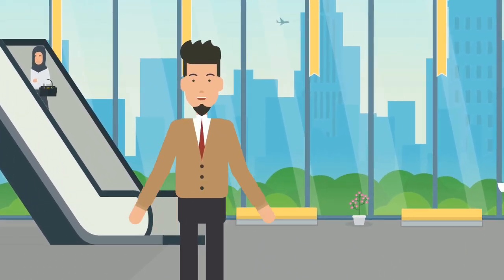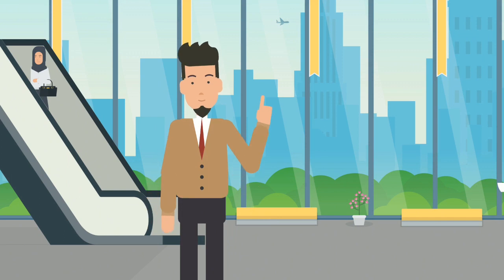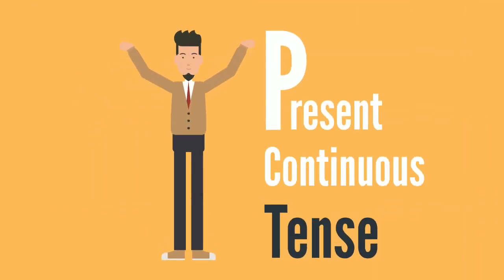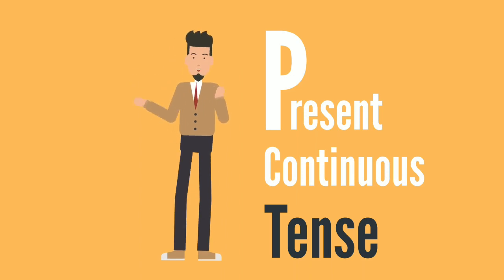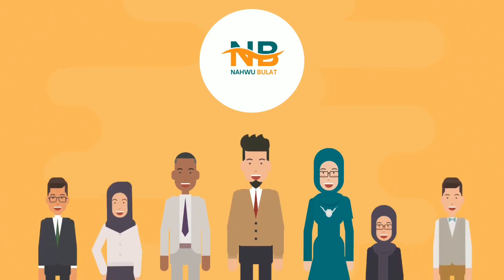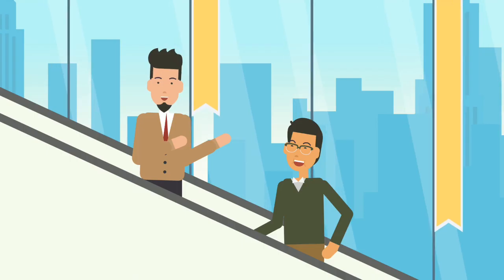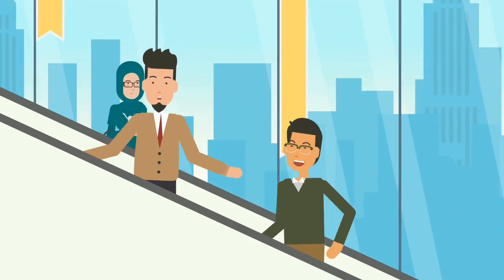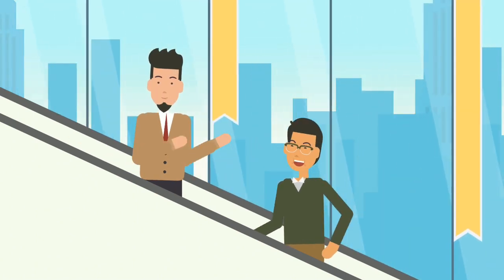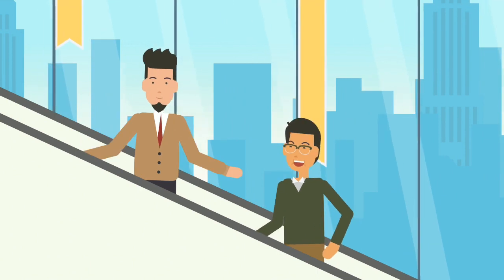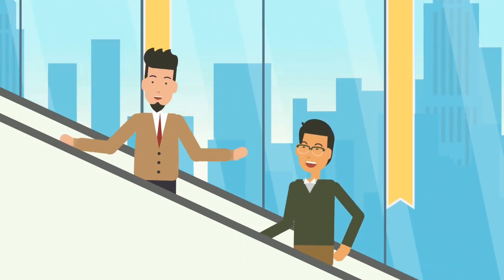Today, we've got an exciting topic for you. Learning English, present continuous tense. If you've ever wondered how to talk about actions happening right now or in the near future, you're in the right place. In this video, we'll break down the formula for the present continuous tense, provide you with some examples, and give you tips on how to use it effectively. So, without further ado, let's dive right in.